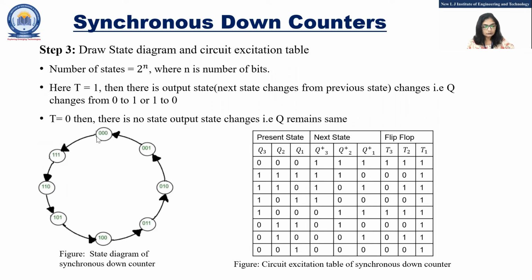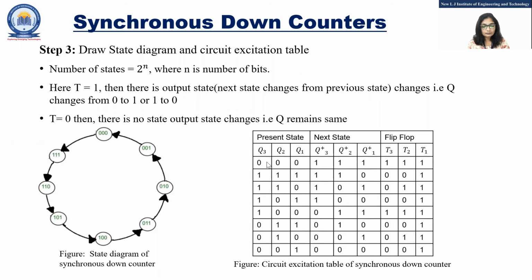For a 3-bit down counter, we will move in the reverse direction in this state diagram. So counting will start from say 000, the next state will be 111, the next state will be 110, like this way. So come to this table. We are using 3 flip-flops, that's why the present states will be Q1 Q2 Q3, the next states will be Q1 plus, Q2 plus and Q3 plus, and this is what T1 T2 T3, because we are using 3 flip-flops.